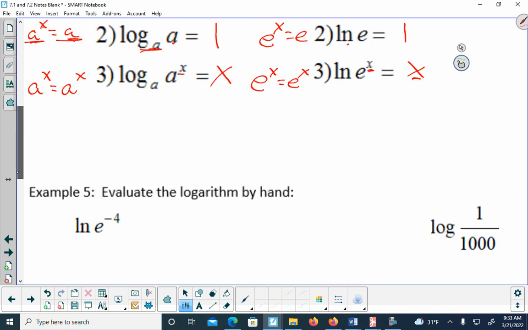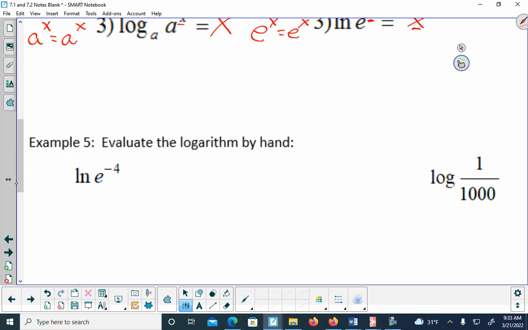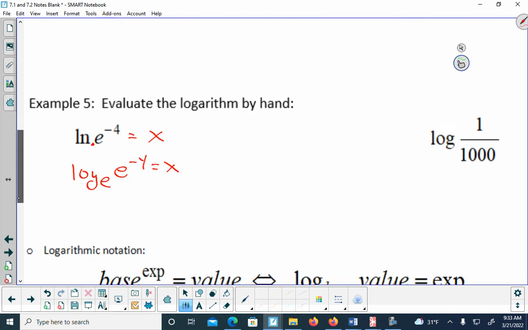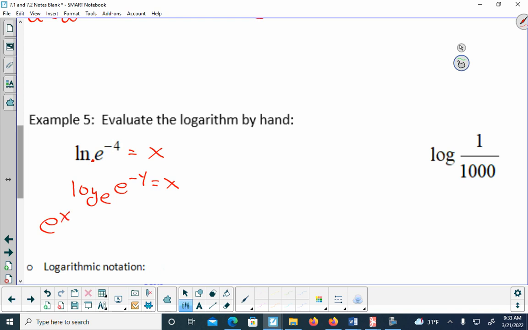Now I'm sure we're going to get to do some by hand. This one says evaluate the log by hand. This is understood to have a base of e, so I can rewrite this as log base e of e to the negative 4. I probably wouldn't do it, but that's what it means. So e to the x is equal to e to the negative 4, so this whole answer is going to be negative 4.